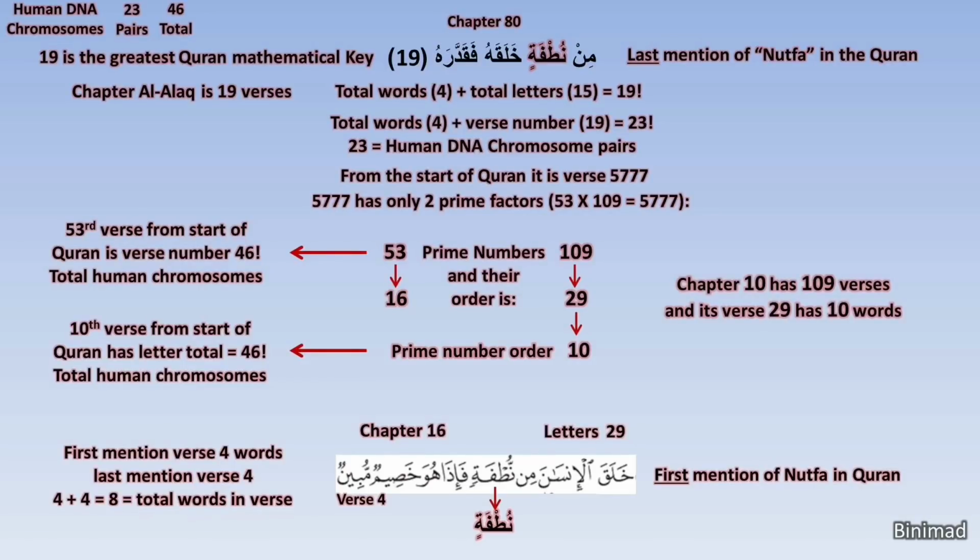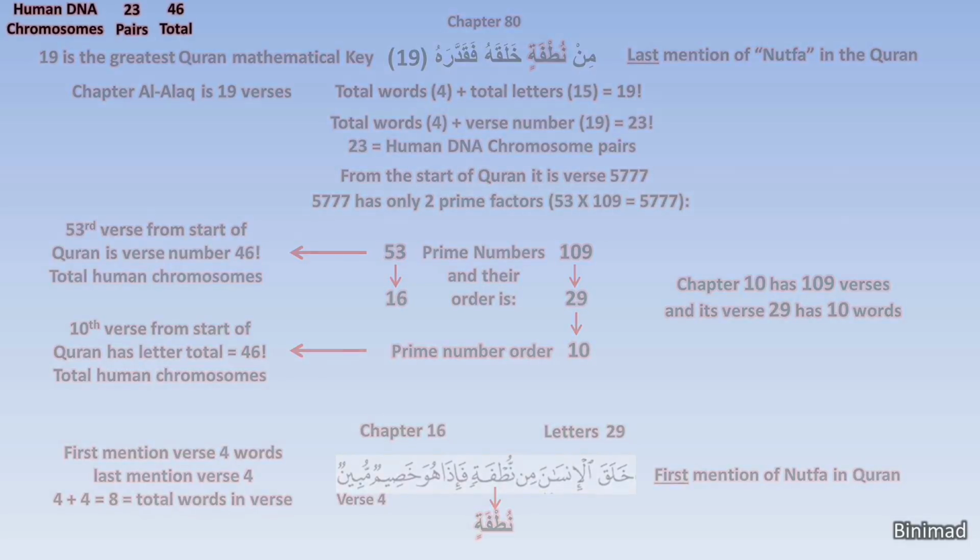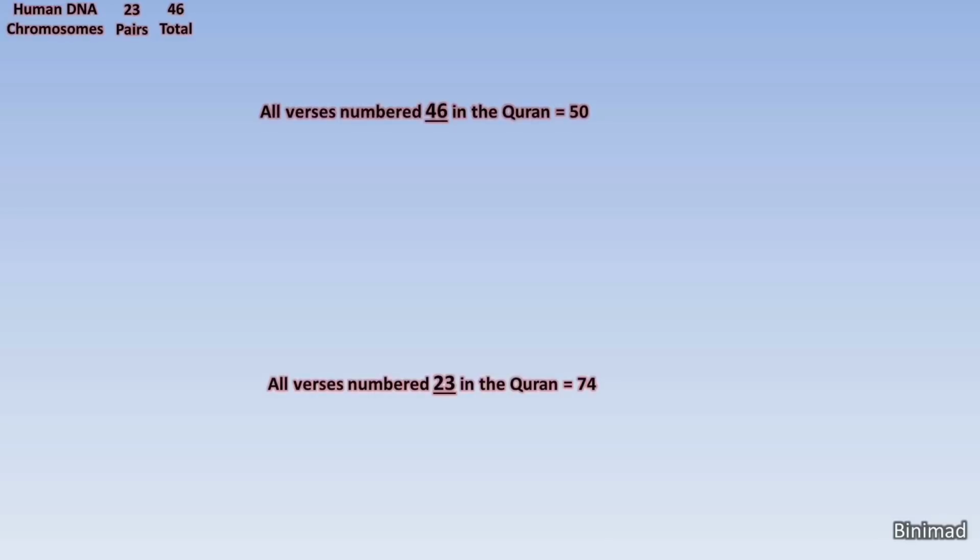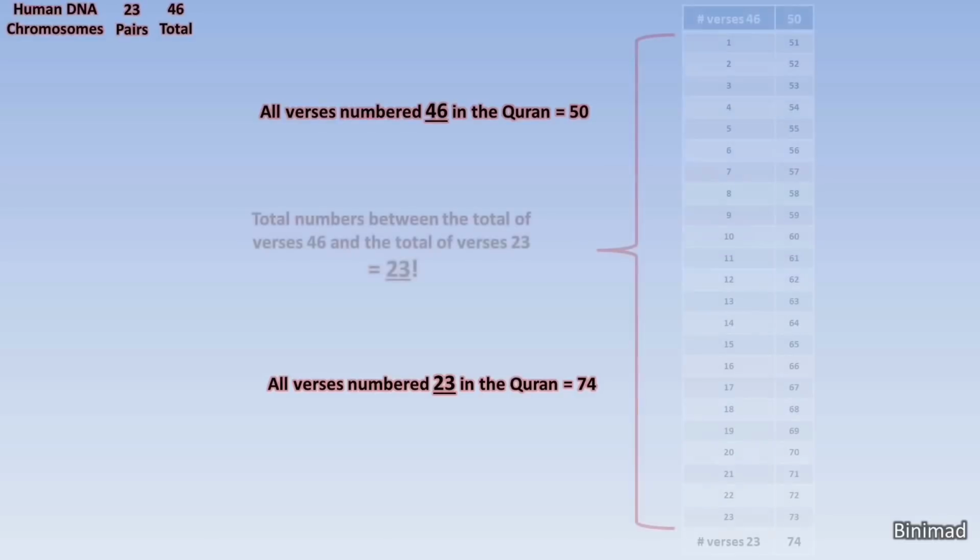But let's move on to something truly stunning. Here is another shocking find of mine. As repeatedly mentioned, 46 is the total number of DNA chromosomes for humans. So I counted all verses numbered 46 in the Quran, and they turned out to be 50 verses. 23 is the number of DNA chromosome pairs in the humans, so I counted all verses numbered 23 in the entire Quran, and they turned out to be 74. Stunningly, we see that between 50 and 74 are exactly 23 numbers.